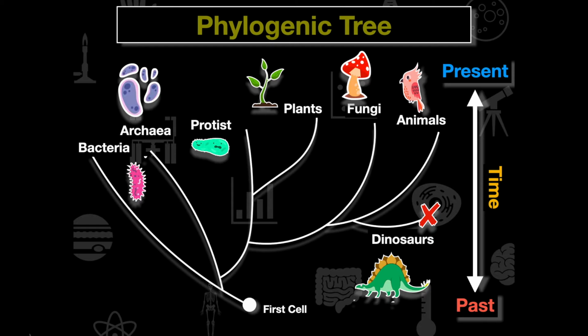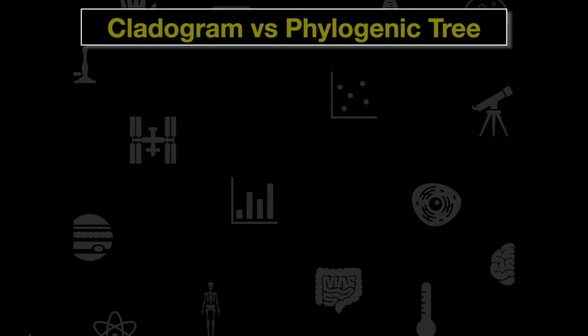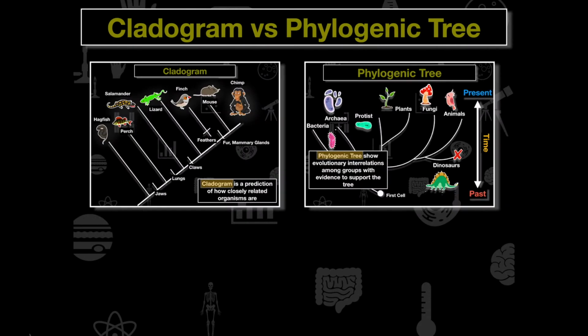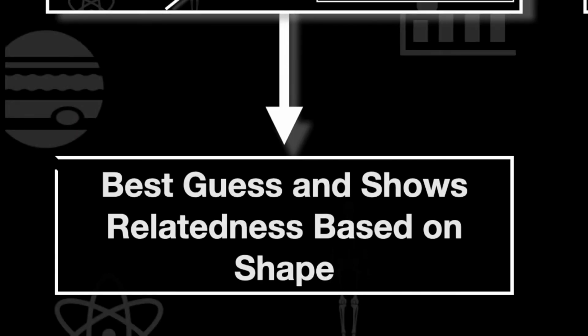And DNA evidence is going to be very specific and highly accurate to give us the most accurate phylogenetic trees that we can go through and understand the relatedness of organisms. So if we're looking at the difference between these cladograms and these phylogenetic trees, let's look at the difference between the two. A cladogram is going to be a best guess, and it's going to be based on a hypothesis, and it's going to show relatedness based on the shape.